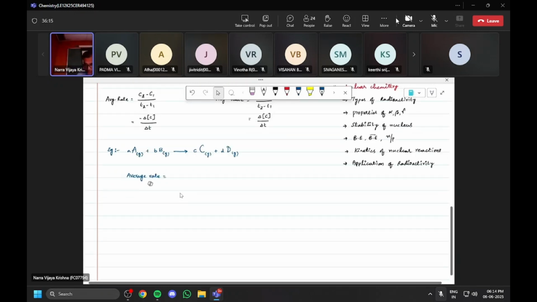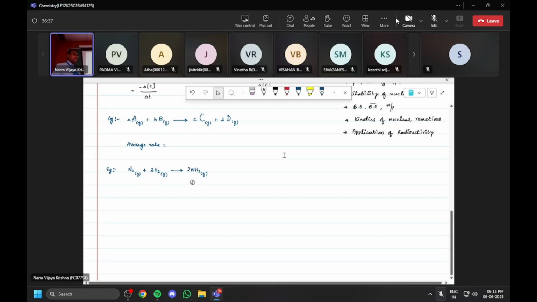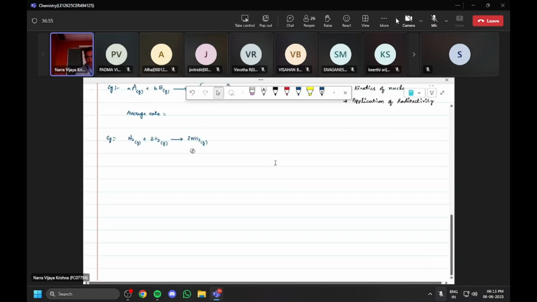For example, let me explain this. I am taking N2 reacting with H2 to form ammonia. Now, when 1 mole of N2 reacts, how many moles of H2 will react? When 1 mole of N2 reacts, 3 moles of H2 react, meaning the amount of hydrogen reacting is more compared to nitrogen. How many times more? That's why I'm writing that the rate of reaction of H2 is 3 times more than the rate of reaction of N2. Correct or not? When 1 mole of N2 reacts, H2 should react 3 moles, right? So the rate of reaction of H2 is 3 times more than the rate of reaction of N2.